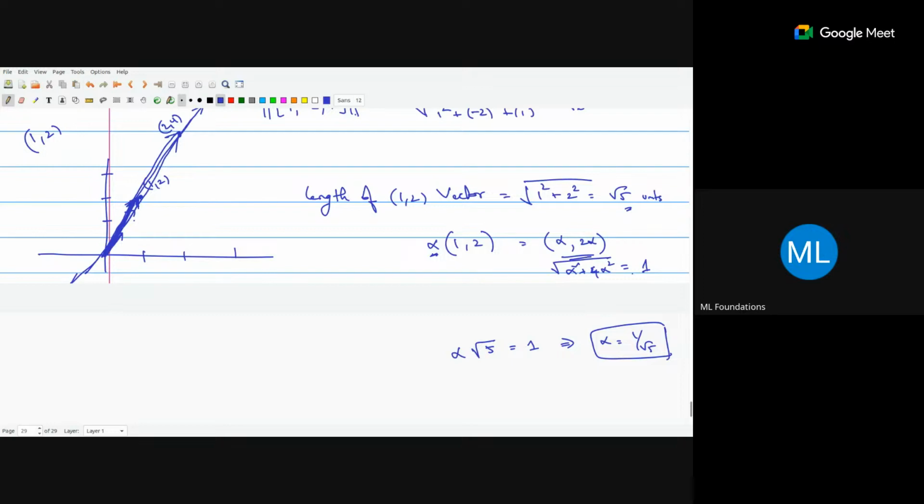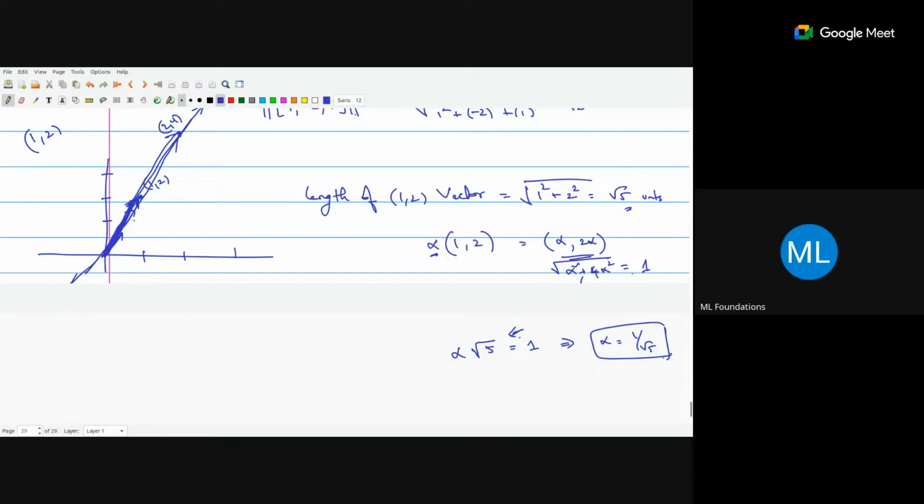Now the length of this vector should be equal to 1. That is the unit vector I want. If I compute the length of this vector, it is the square root of alpha square plus 4 alpha square, and that should be equal to 1. From there, I can simplify: alpha square will come out of the square root and become alpha. Root 5 is equal to 1, so alpha will be equal to 1 by root 5.